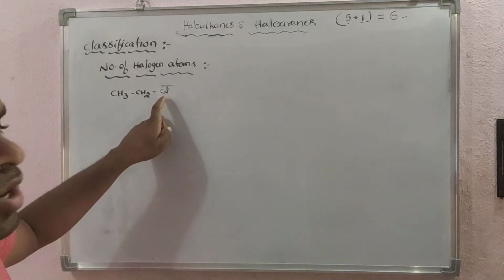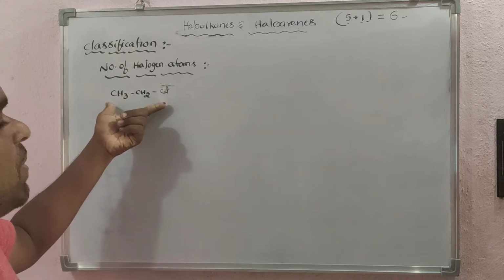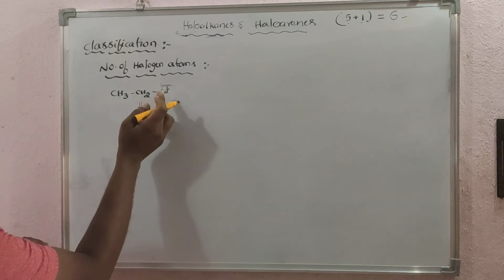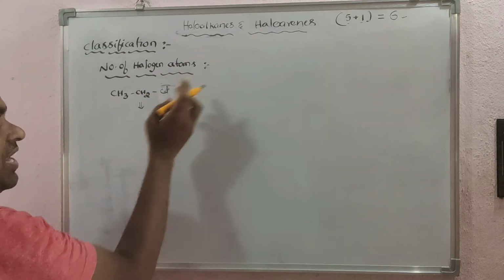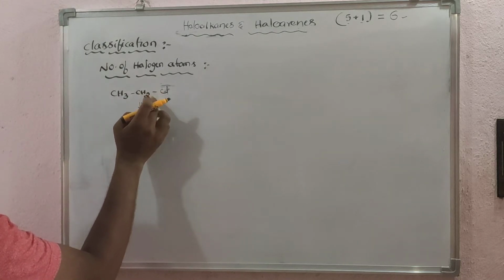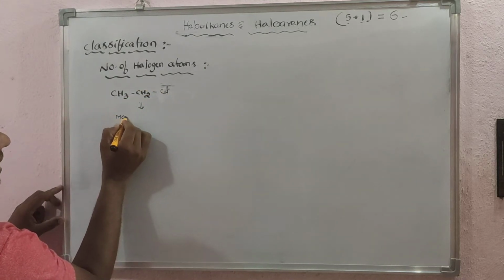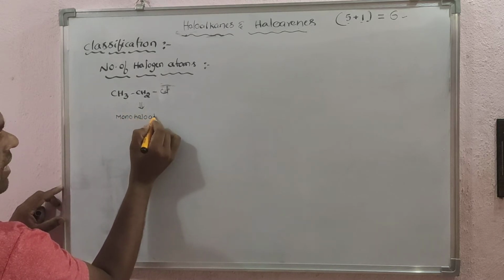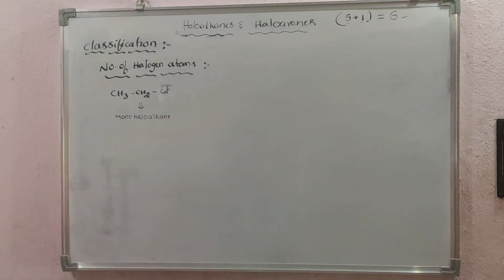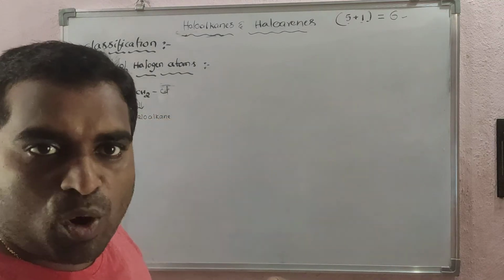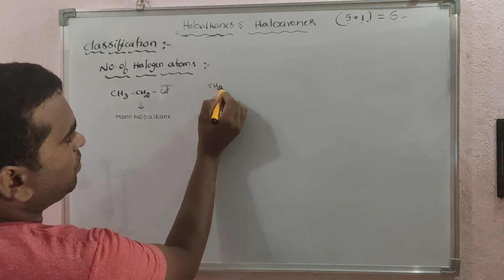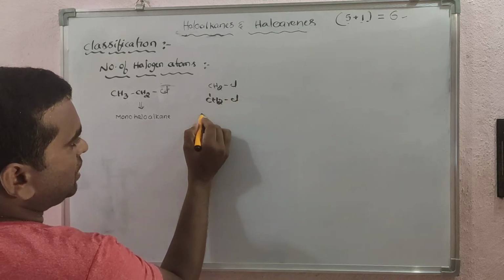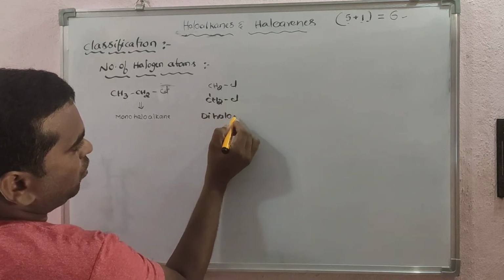Okay? And here one halogen atom is present in this compound. Is it a haloalkane or a haloarene? It is an alkane, so that's why it is a haloalkane. So we will call it monohaloalkane. If two halogen atoms are present in the compound, suppose another compound, I will take CH2Cl, this is dihaloalkane.